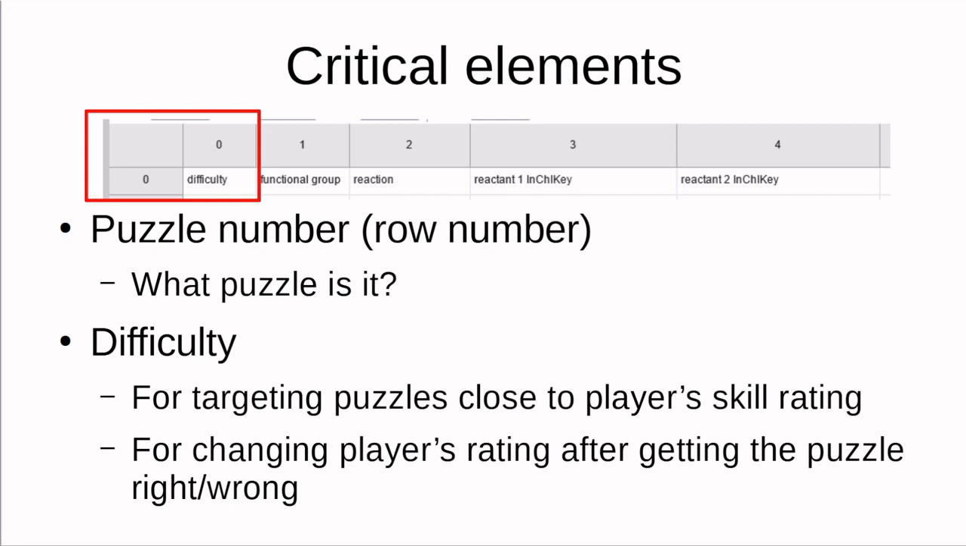We need to know what the player's skill is and how to adjust it. And we need to know what the puzzle number is so that we can identify puzzles. Without those two, then the game doesn't really work, or at least the puzzle won't work, the puzzle that doesn't have those entries. Everything else could theoretically be left blank.